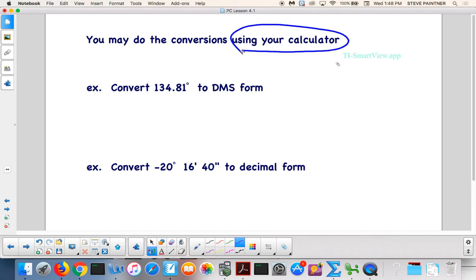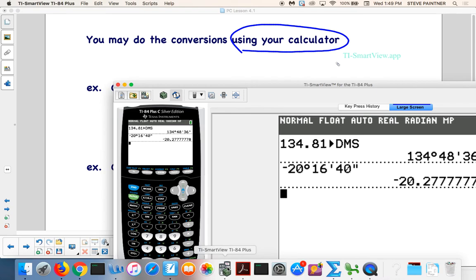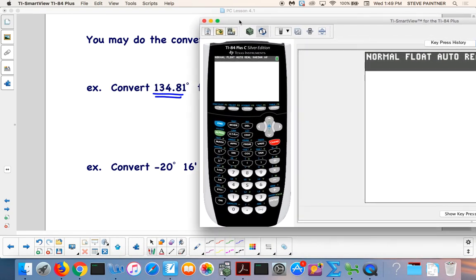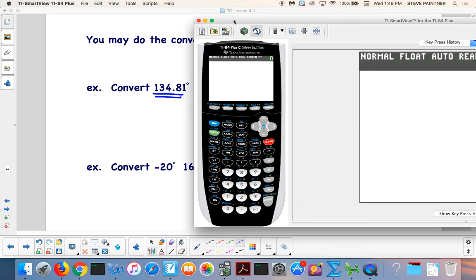You may do the conversions using your calculator. Let's do it. Okay, this one. 134.81 degrees is equivalent to how many degrees, how many minutes, how many seconds? Oh, my calculator can help me out. It's cool. Oops, don't look. Clear. Here we go. Type it in. 134.81. I want to know, can you convert that to minutes and seconds? Well, here's how easy it is on the calculator.